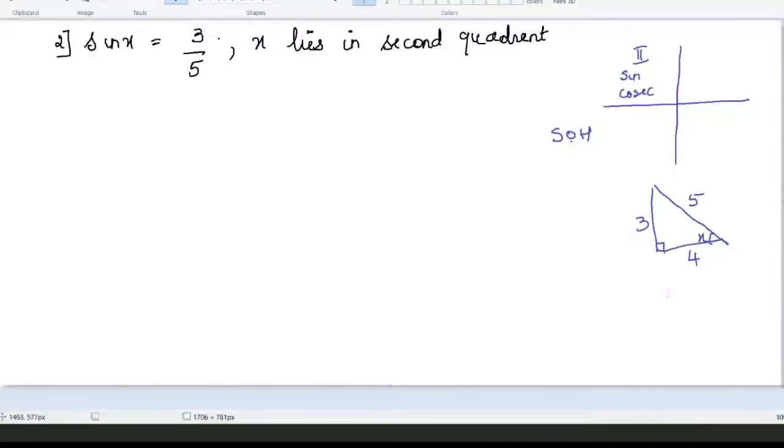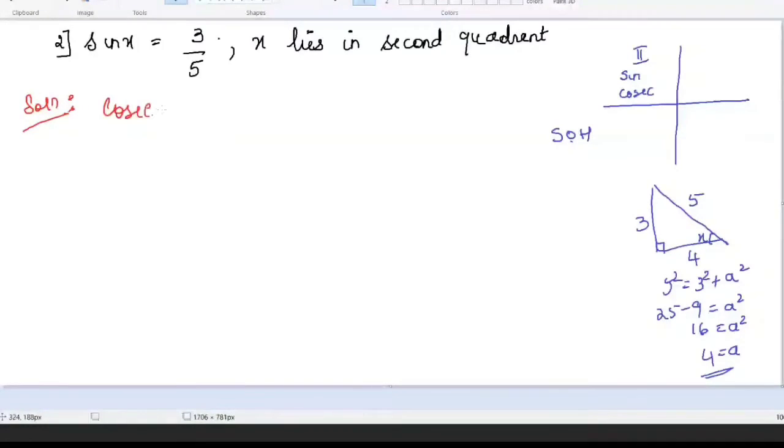5 square is equal to 3 square plus a square. So 25 minus 9 is equal to a square. 16 is equal to a square, a is equal to 4. So therefore the unknown side is 4. Okay, so now sine is over. Sine is given to us. Immediately let us write its reciprocal, the cosecant. So solution: since sin x is 3 by 5, directly we can write cosecant x is equal to 5 by 3, because that is also positive in the second quadrant.